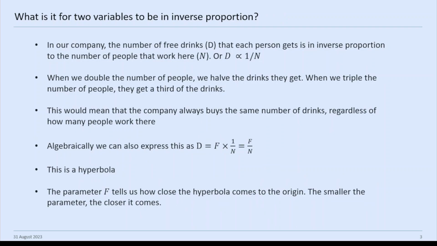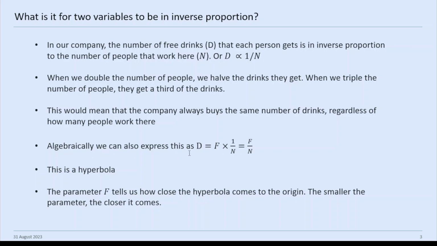What is it for two variables to be in inverse proportion? Say in our company the number of free drinks that each person gets is in inverse proportion to the number of people that work here, N. So we'd say D, the free drinks per person, is proportional to 1 over N. When we double the number of people, we halve the drinks they get. When we triple the number of people, they get a third of the drinks they used to get. So this would basically mean that the company always buys the same number of drinks regardless of how many people work there.